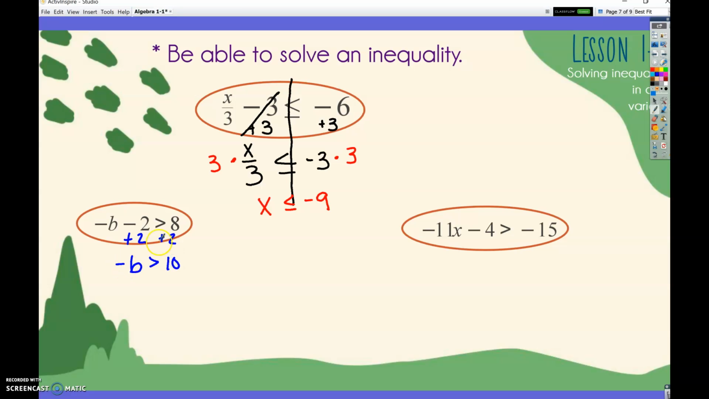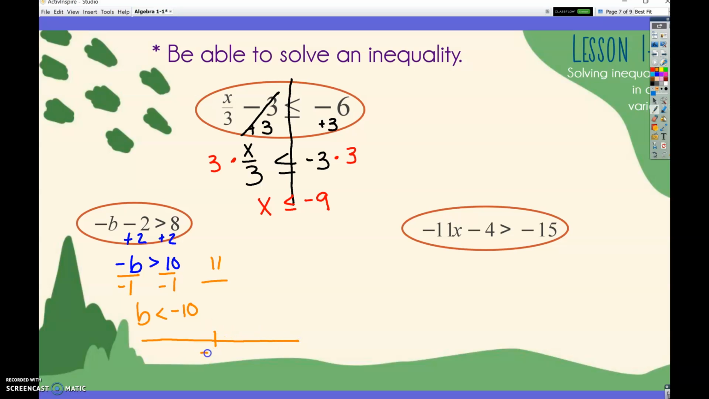We don't like negative variables. So in order to handle that, we could divide by a negative 1. But with inequalities, if you ever divide by a negative, your inequality needs to flip. So we can flip our inequality and have 10 divided by negative 1 be negative 10, but in the process, our inequality has changed. Now this says b is less than negative 10.